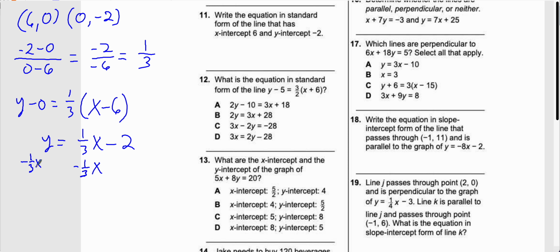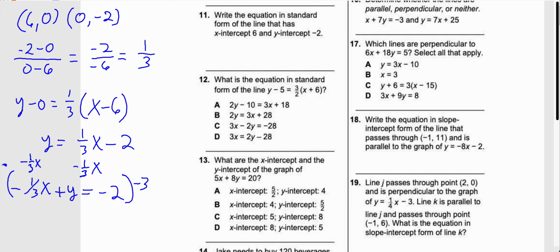Okay, so negative 1/3 x plus y equals -2. I'm breaking two rules right now. What two rules am I breaking? Got a fraction, and a can't be negative. So I've got to get rid of that, and I can do that in one step. Multiply by -3. If I multiply by -3, then I'll fix both of those problems. So I'm going to multiply everything by -3, both sides.